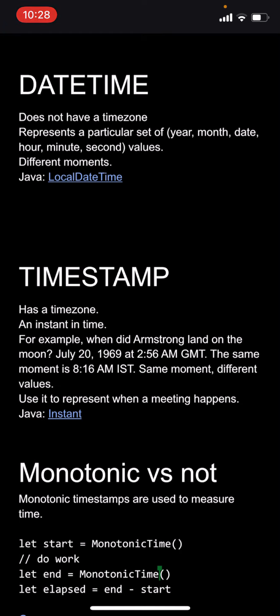So if you ask when did man first walk on the moon, the answer is July 20, 1969 at 2:56 a.m. GMT. The same moment is 8:26 a.m. IST, whatever it turns out to be. It's the same instant in time when Armstrong set foot on the moon, but the representation is different in different time zones.